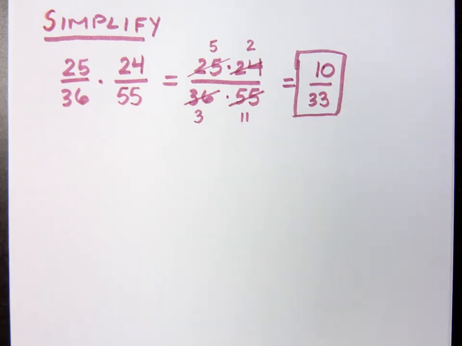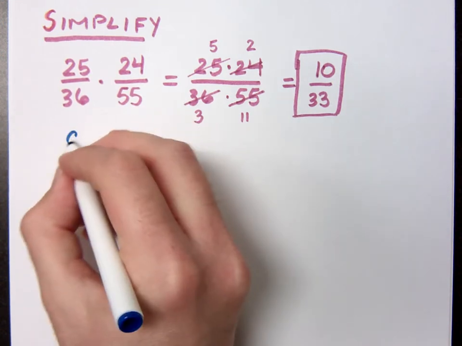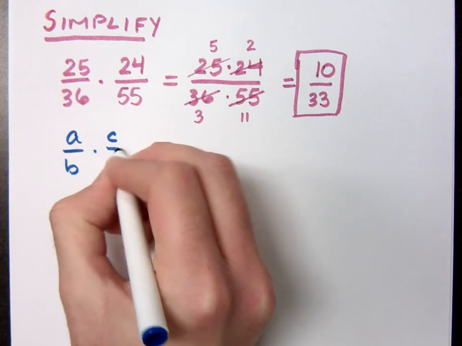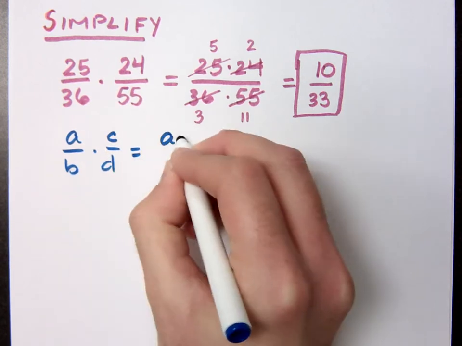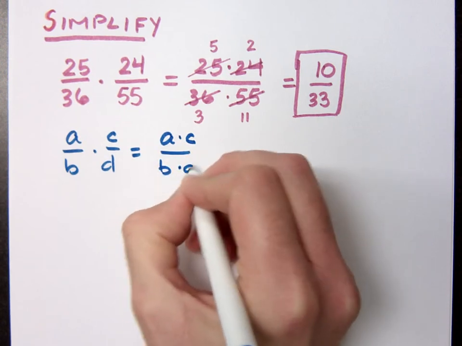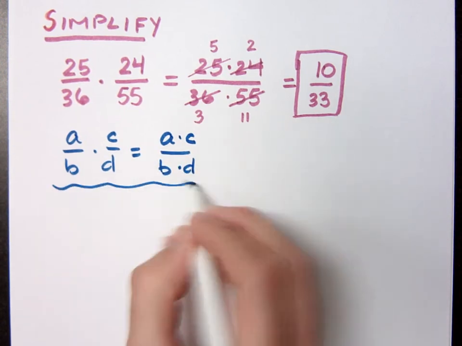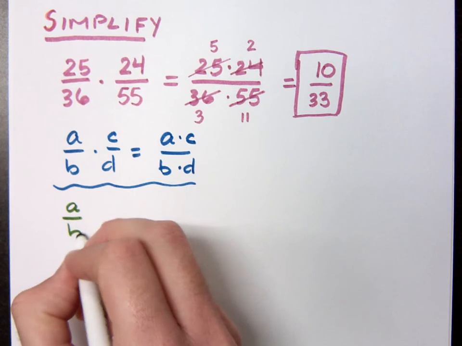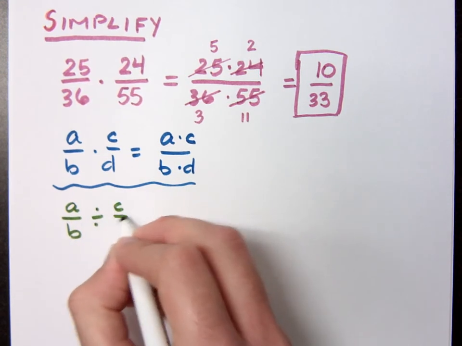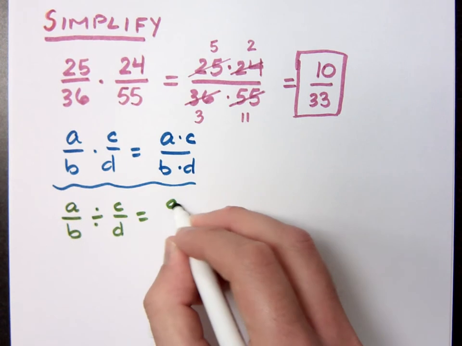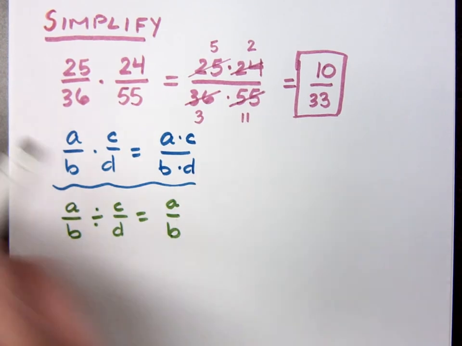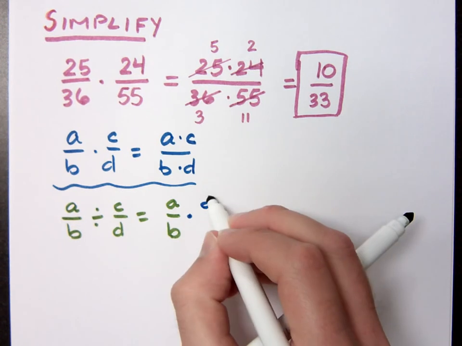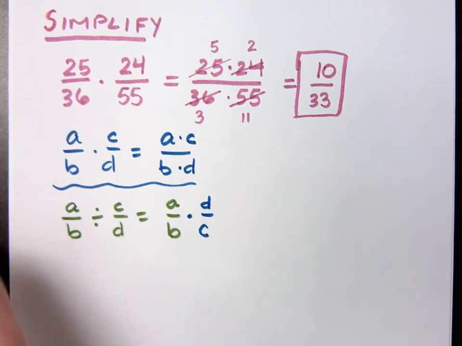Right. And did I need to get a common denominator to multiply? No, we don't do that. We remember that when we were trying to multiply fractions, just multiply the numerators, multiply the denominators. Now, if we are doing division, how do we do that? Right, you keep the first one the same, and then you multiply times the reciprocal of the second, so that's D over C. And you just turn it into a multiplication problem and you run with it.